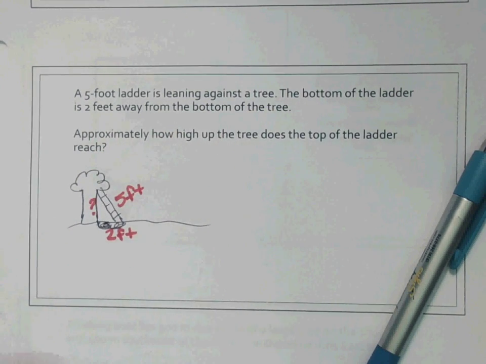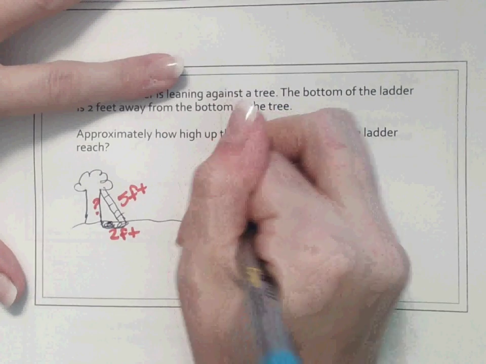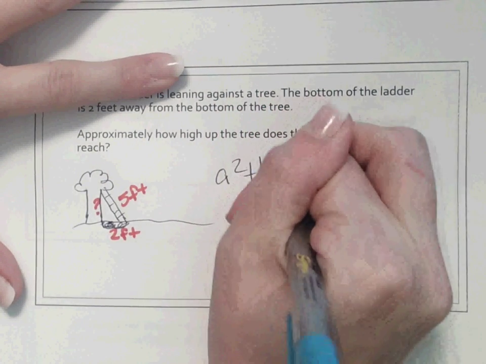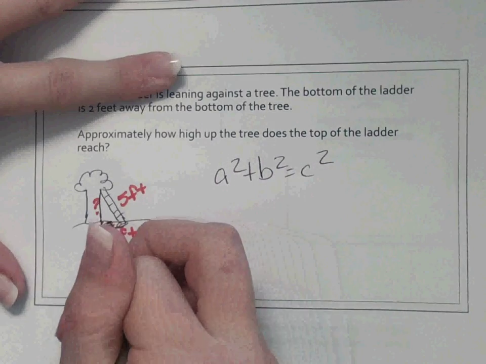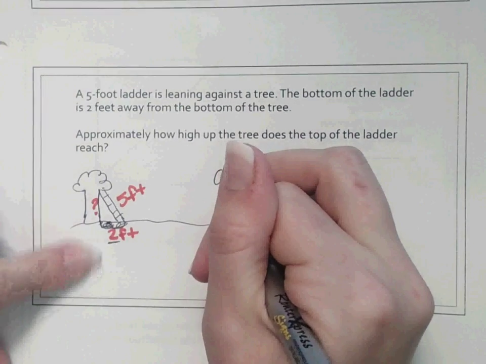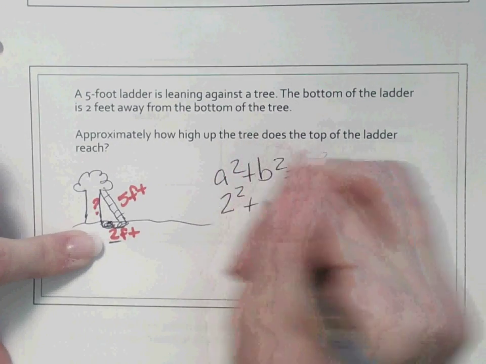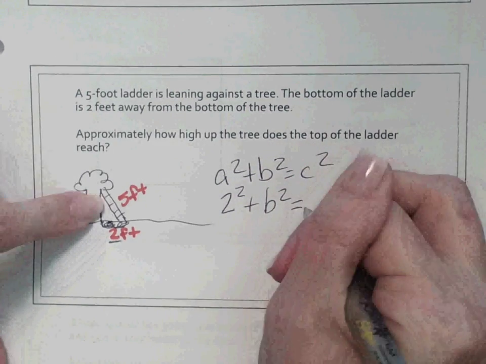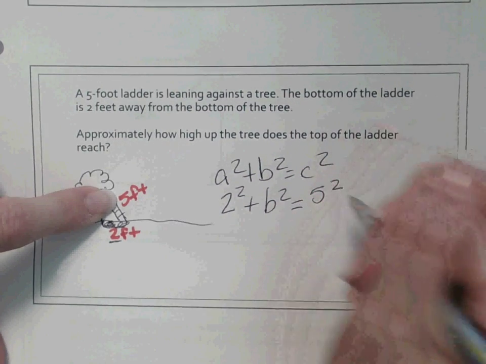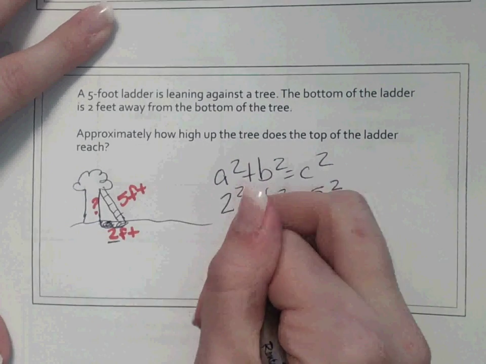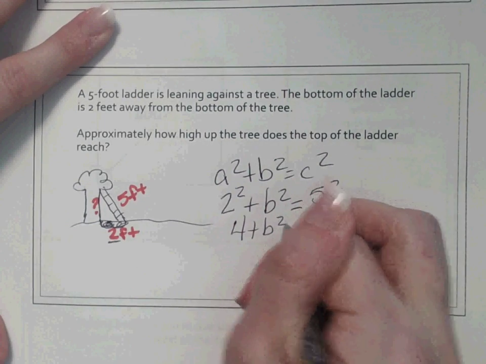So if you notice, that's a Pythagorean theorem problem. a squared plus b squared equals c squared. We know one leg, so it'd be 2 squared. We don't know the other leg, and we know the hypotenuse. So we're just going to simplify as much as we can.